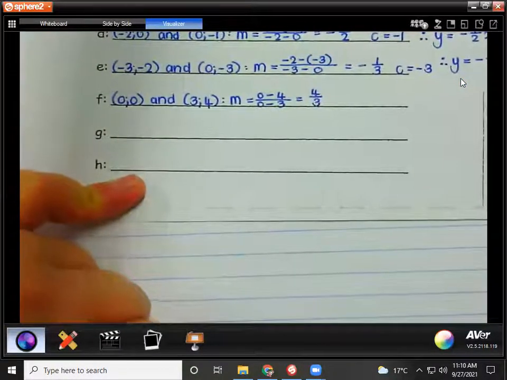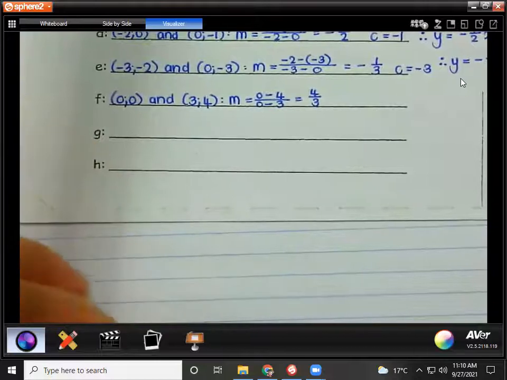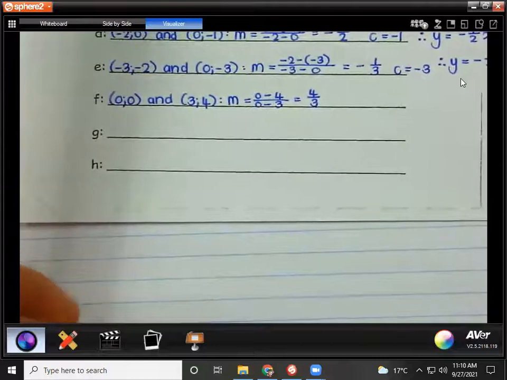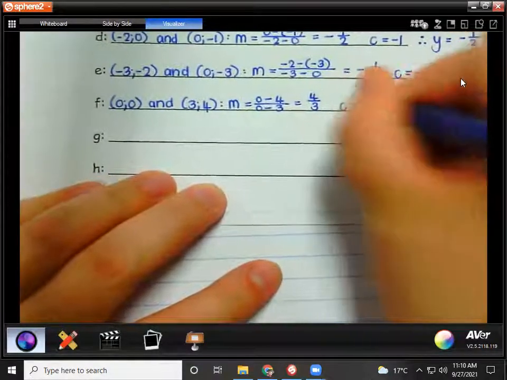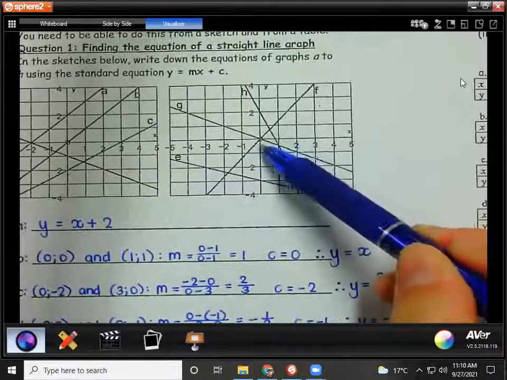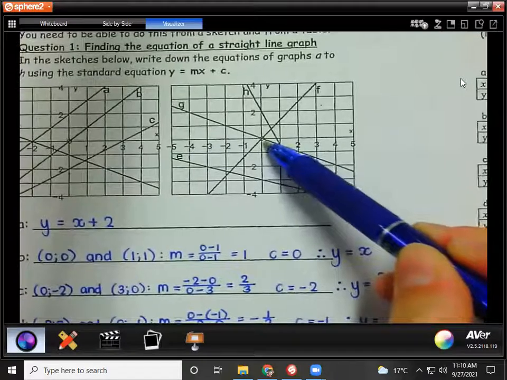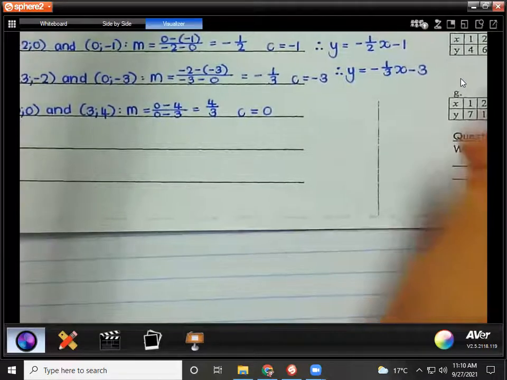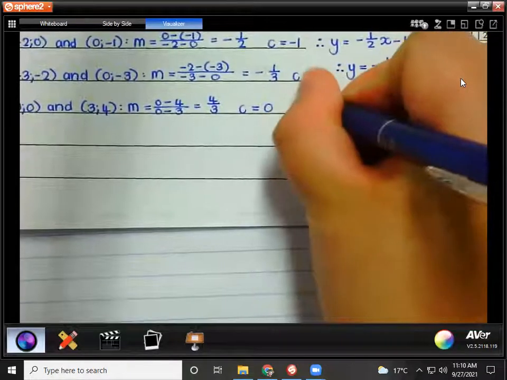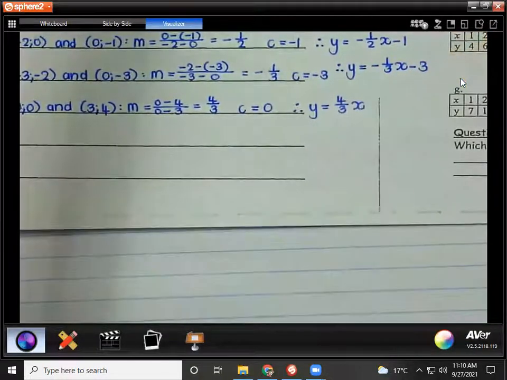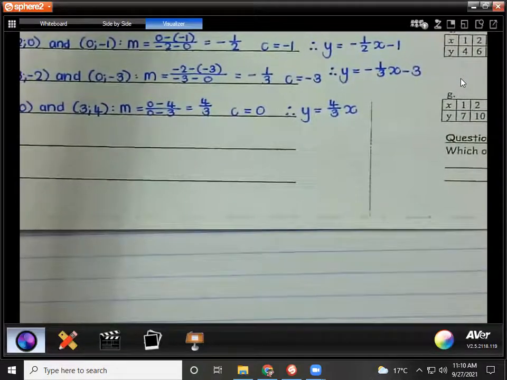And guys, you can leave it like that. You don't have to write it as a mixed number. You don't have to write it as a decimal. 4 over 3 is perfect. Okay, just leave it like that. The C value, if we look for our actual y-intercept of line F, do we see that it goes through the origin? All right, so the C value is 0. The y-intercept is at 0. So therefore, this equation is y equals 4 over 3x plus 0, which we're not going to write.